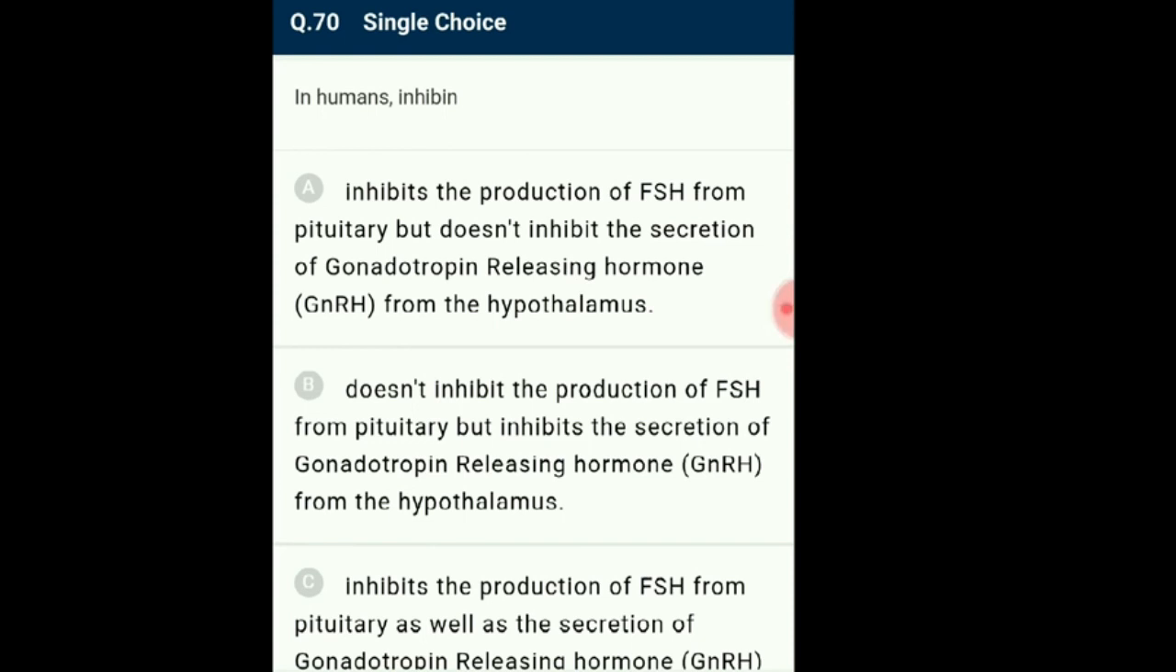So the answer for this question is option A. In humans, inhibin inhibits the production of follicle stimulating hormone from the pituitary but does not inhibit the secretion of gonadotropin releasing hormone from the hypothalamus. So the correct option is A.